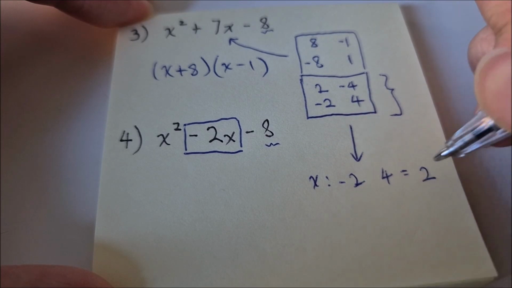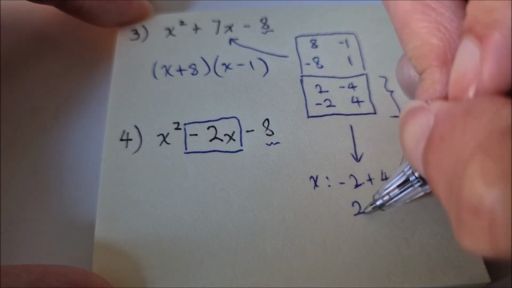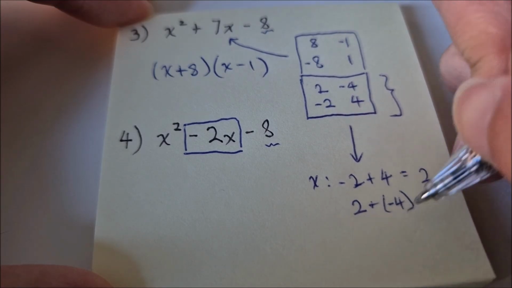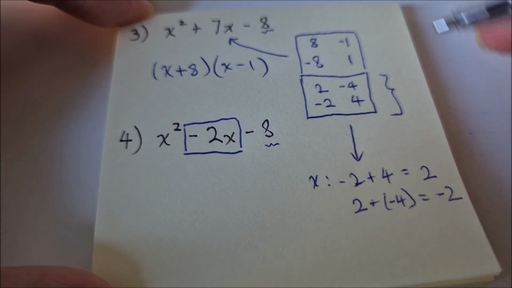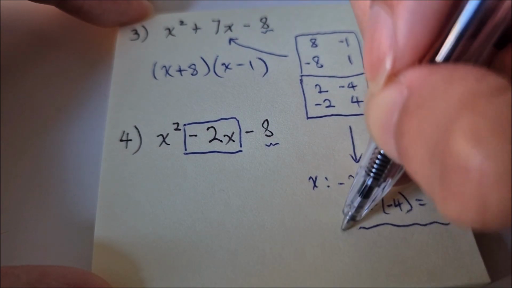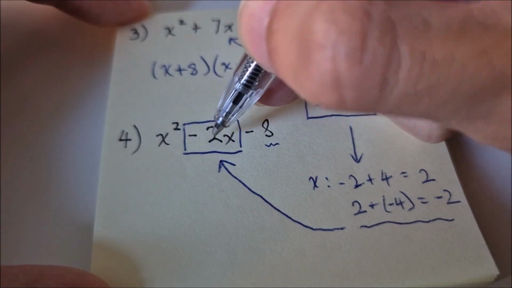It's just positive 2. Or we can have 2 plus minus 4, negative 2. And this combination adds to get this, right?